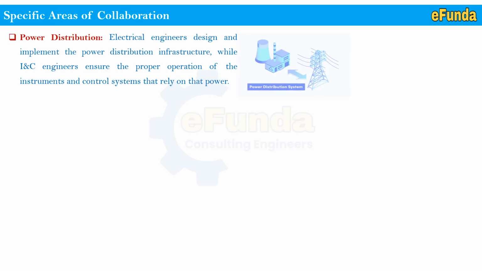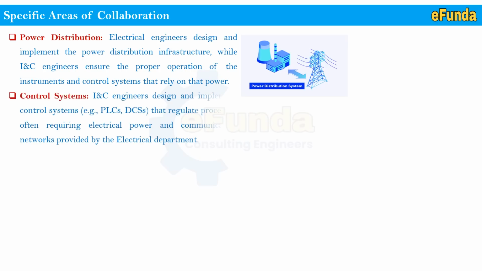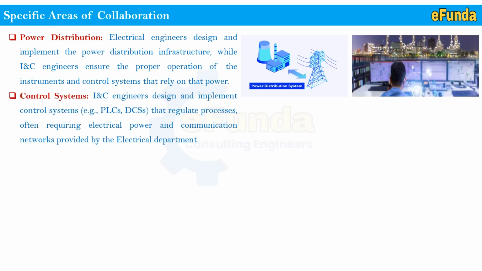One can refer to the picture where the power distribution systems are shown, where the grid is connected to the plant for supply. Second is the control system. IC engineers design and implement control systems such as PLC, DCS, which regulate the processes, often requiring electrical power and communication network provided by the electrical department. One can refer to another picture where the operator is monitoring the control system on the engineering station and operator workstations, where they can monitor and see the operation of a plant.